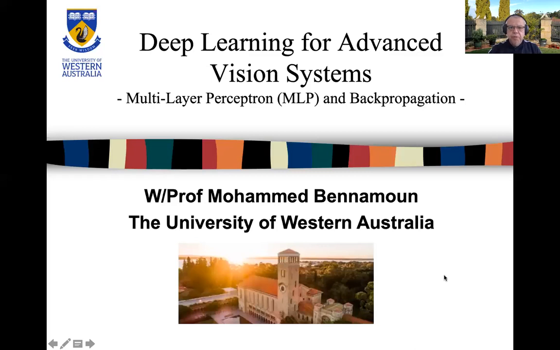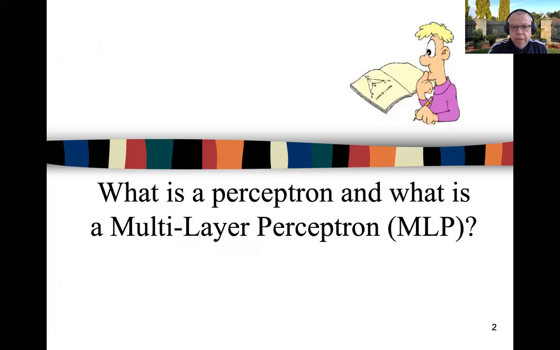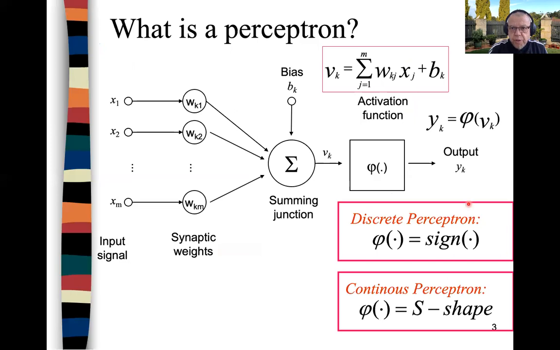Okay, welcome back to this course on deep learning for advanced vision systems. Now we're going to have a look at the multi-layer perceptron and the backpropagation training algorithm. So before we look at what the multi-layer perceptron is, we just refresh our memory about what a perceptron is.